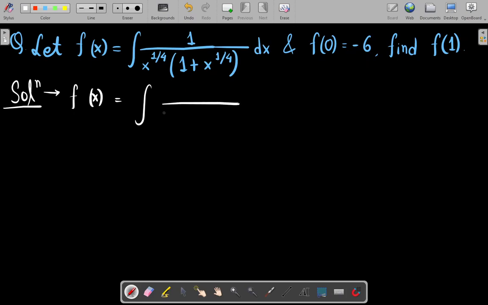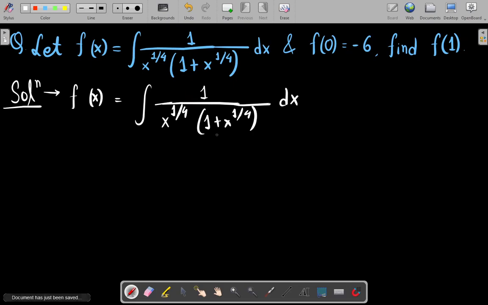Okay, so we are given an expression for f(x) in the form of an indefinite integral, where we are given the fourth root of x with the product of 1 plus the fourth root of x in the denominator, and in the numerator this is just 1. We are given the condition that f(0) equals -6, and we are asked to find the value of f(1). This condition is given in order to find the value of the constant of integration. After solving this integral, the value of that constant can be found using this condition.